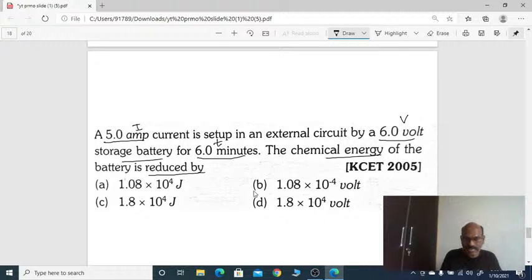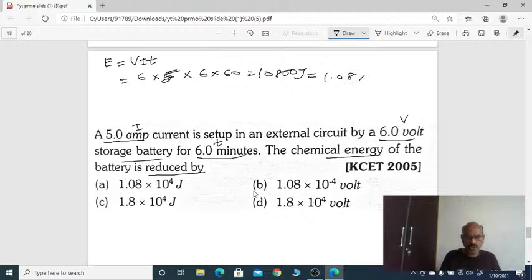So the chemical energy reduced in the battery equals VIT. Keep in mind, voltage is given 6, current is given 5 ampere, time is given 60 minutes. So 6 into 5 into 60 gives 10800 joule, that is 1.08 into 10 power 4 joule. So option A is the correct answer for chemical energy reduced.